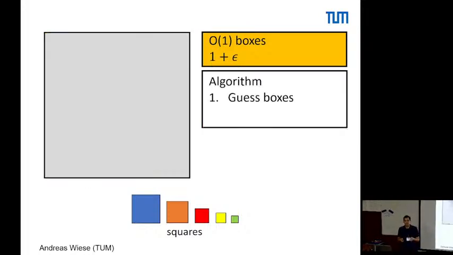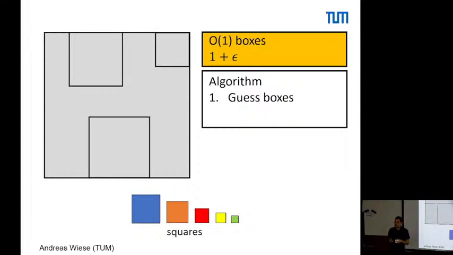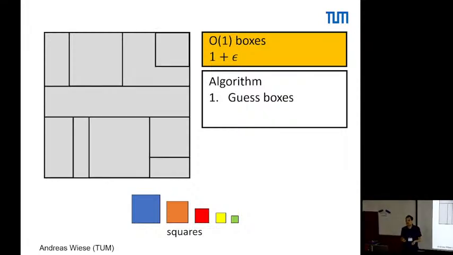First step: you guess these boxes from this structured packing, meaning you enumerate all possibilities for how they can look. And here it's convenient that there are only constantly many, because then there are only a polynomial number of possibilities for how they all can look together. For example, one step in this enumeration is guessing this packing from the structural insight. And then the second step is you add these items into the boxes.